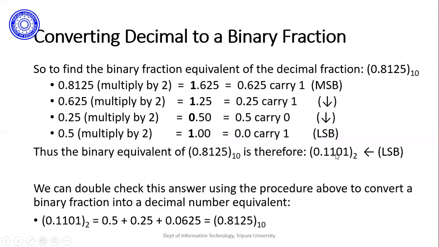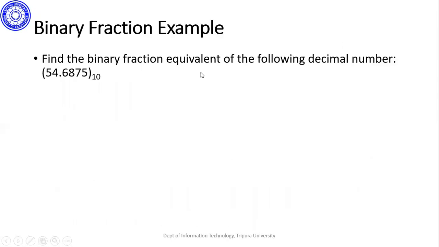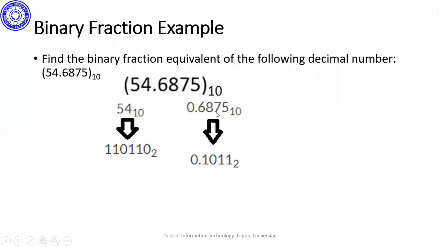So we have done this, and if you want to cross check, you can cross check in this way: 0.5 plus 0.25 plus 0.0625 equals 0.8125. So you can see from decimal fraction to binary fraction also we can do this way. Now a binary fraction example, say we have a bigger number, 54.6875. If you want to deal with this, what we do is separate this into two parts: 54 base 10 and 0.6875 base 10.